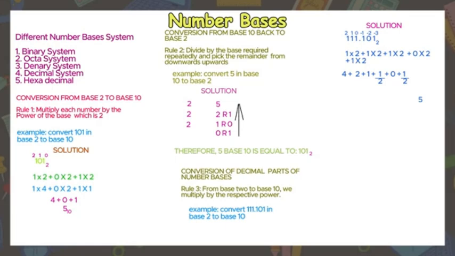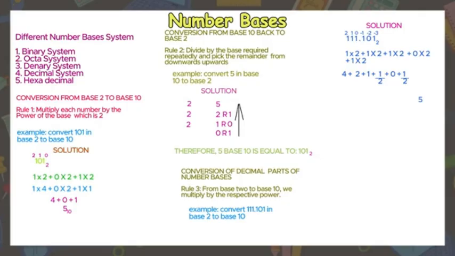Our final answer now will be 101.101 base 2 is equal to 7.625 base 10. Then rule number 4.